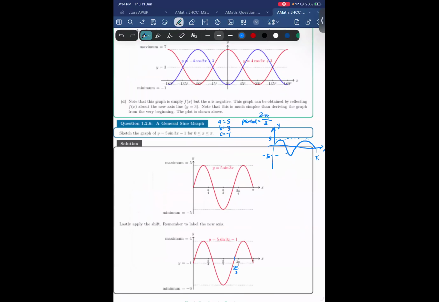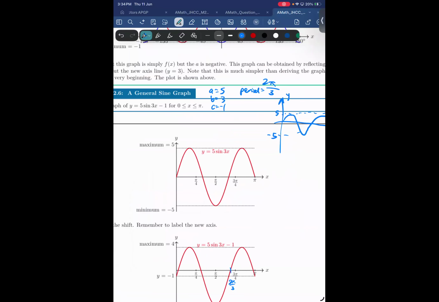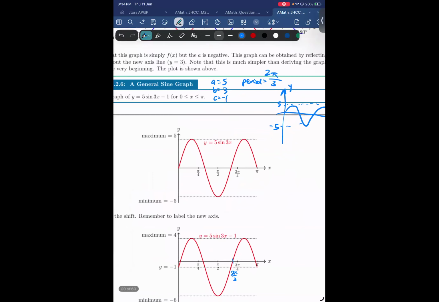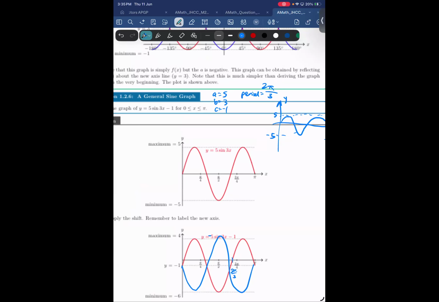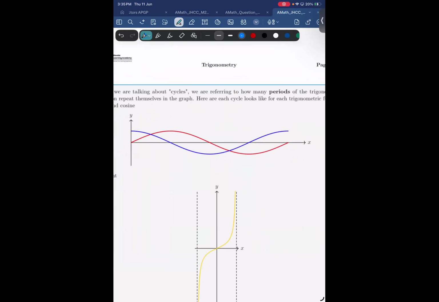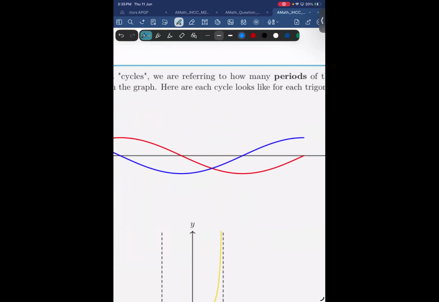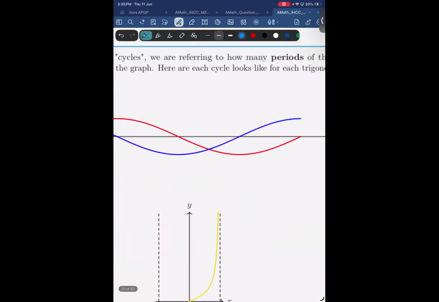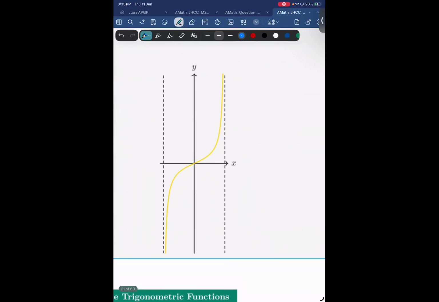Okay, as I said, the more troublesome one is when you also combine it with the reflection. Then in this case, if I want to do like -5 sine 3x - 1, then it will look like this. And since we're talking about cycles, one cycle of a sine is the red color, one cycle of cosine will be blue, and one cycle of tangent will be this.